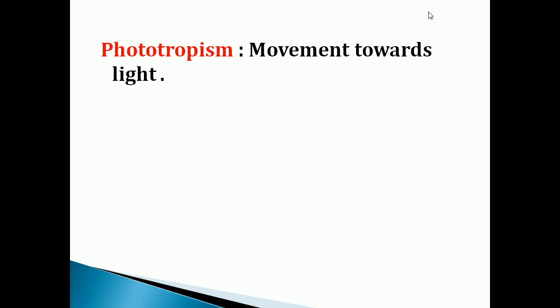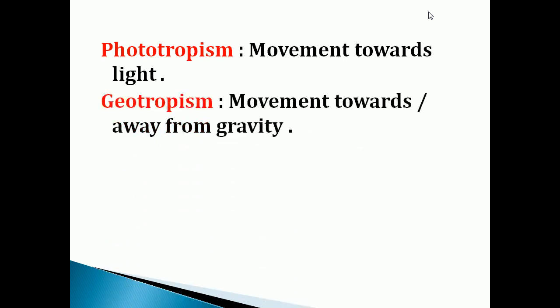In this, the growth of the plant will be towards the light. Where there is light, the plant will grow in the direction of the light. That is called phototropism. Movement of the plant growth towards the light is called phototropism.